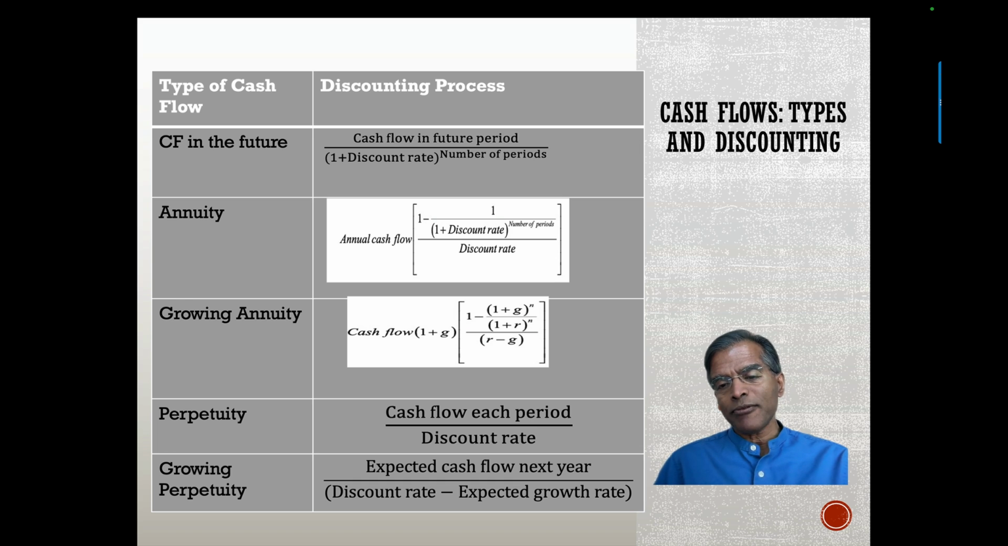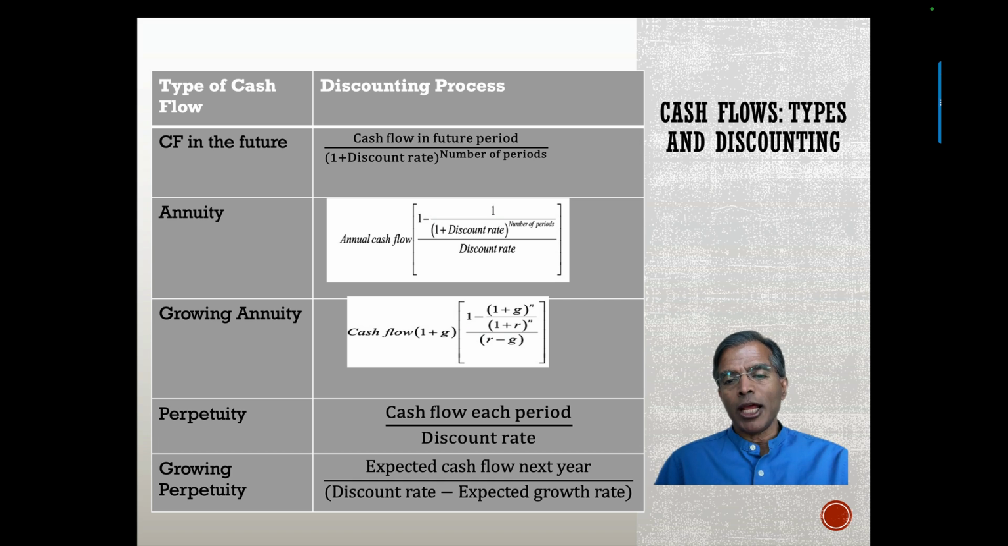The last type of cash flow is called a growing perpetuity. In a growing perpetuity, you have a cash flow growing at a constant rate forever. So if I tell you a stock is paying a $2 dividend and that dividend is expected to grow 2% a year forever, the present value of that growing perpetuity is the expected cash flow next year. Notice the pattern here, it's always the cash flow next year, which will be $2 growing at 2%, $2.04, divided by the difference between your discount rate and your growth rate.